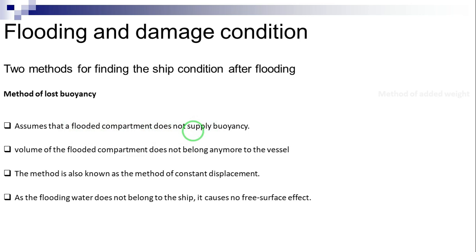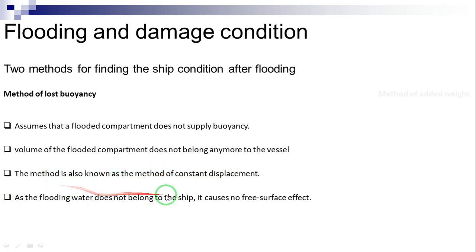In the method of lost buoyancy, the volume of the flooded compartment does not belong anymore to the vessel, while the weight of its structures is still part of the displacement. The remaining vessel must change position until force and moment equilibria are reestablished. During the process, not only the displacement but also the position of the center of gravity remains constant. The method is also known as the method of constant displacement, as the flooding water does not belong to the ship. It causes therefore no free surface effect.